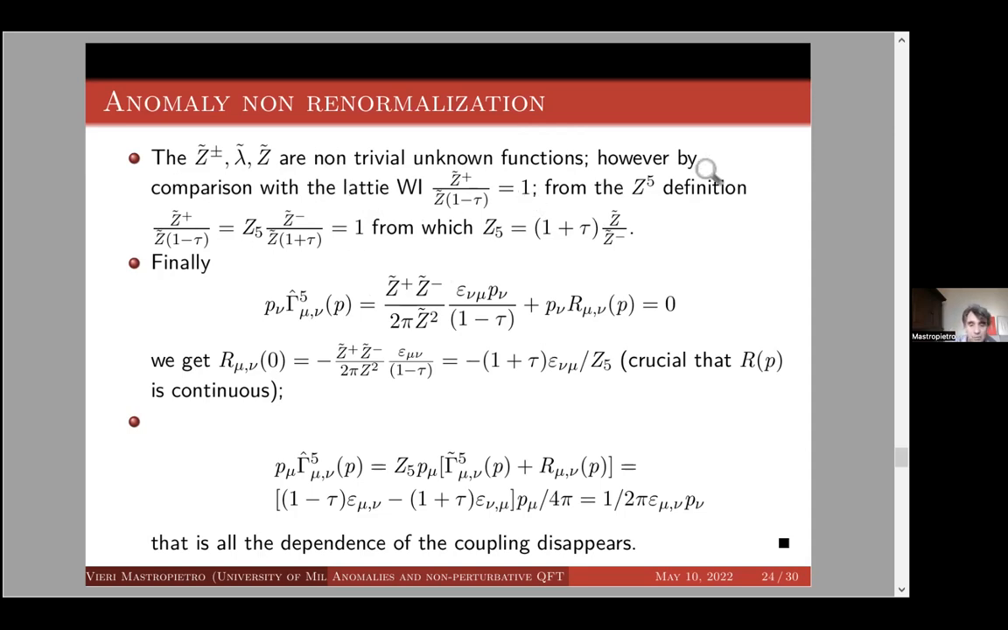So it's very easy. It's just two lines. You have a lot of parameters. You don't know J5, you don't know JT, you don't know J plus. You don't know anything. These are all non-universal. So it's a mess. You are in a very bad shape because you have all these Z, and R all contributes to the anomaly.